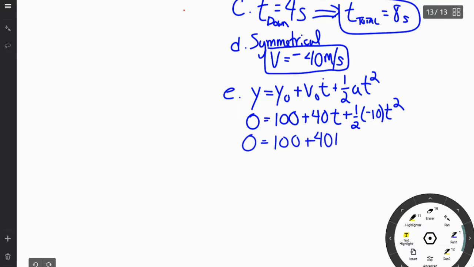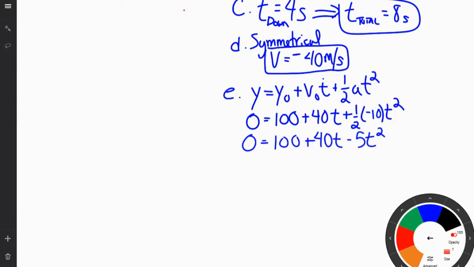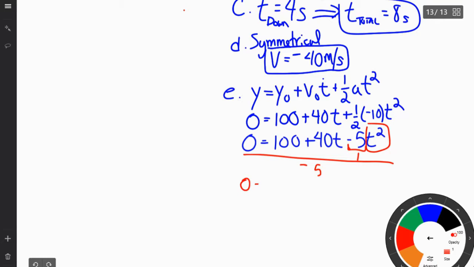So it's -5t squared. You remember from math, since this is a quadratic, you can use techniques. You can see the factors. You can do the quadratic formula. But one thing I want to do is make this number 1, so I'm going to divide everything by -5. So 0 divided by -5 is 0. 100 divided by -5 is -20. This is -8t, and then this just becomes positive t squared.